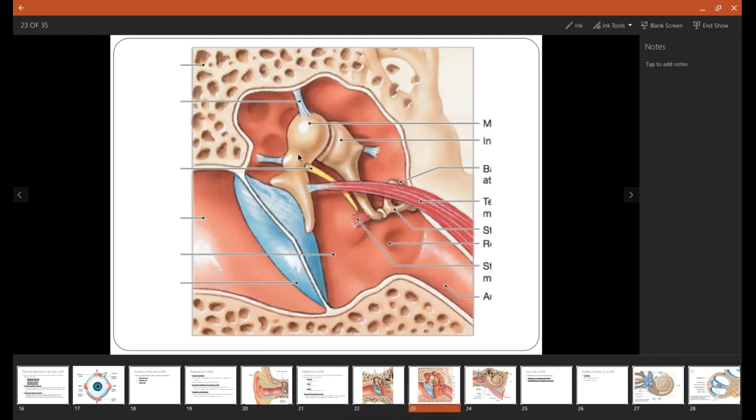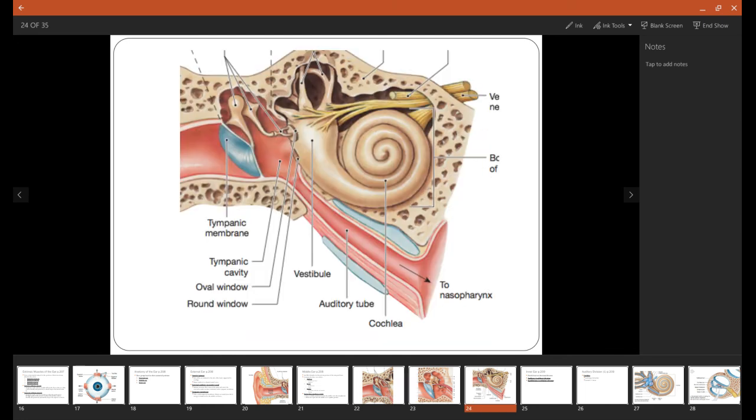Zoomed in again, here is malleus, so touching tympanic membrane. Here is incus, and then here is stapes at the end. We also see eustachian tube. This is a really good picture to see where eustachian tube is going. You see it goes through here and out to the nasopharynx.